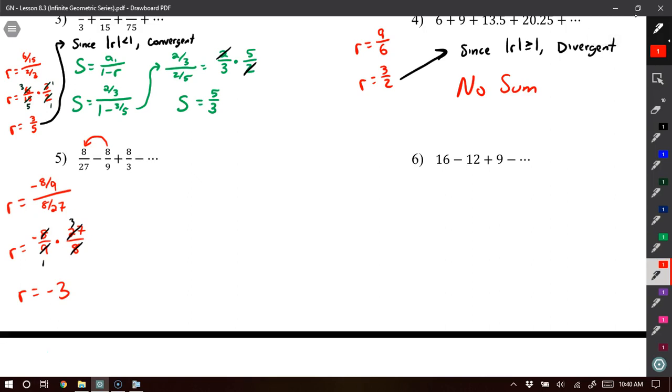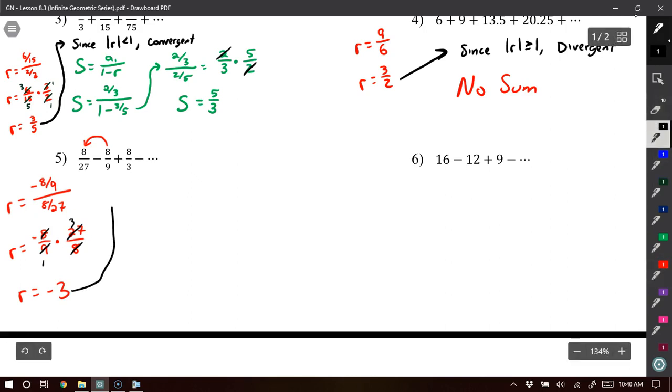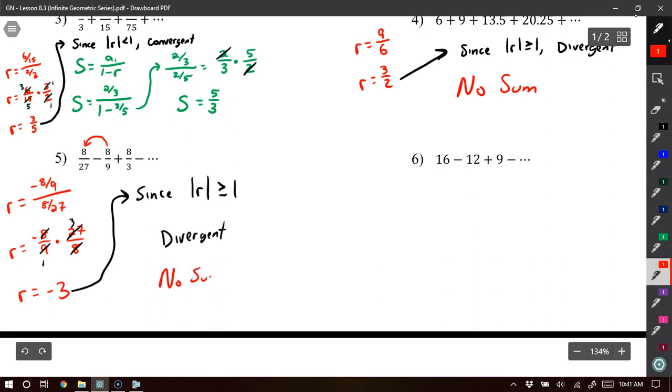In this case, the absolute value of that common ratio of -3 is 3, which means it's greater than or equal to 1. So this is divergent, which means you have no sum. That was quick. You have to get comfortable with fractions, get used to it. Hopefully these problems are going to make it a little bit easier when you go through them.